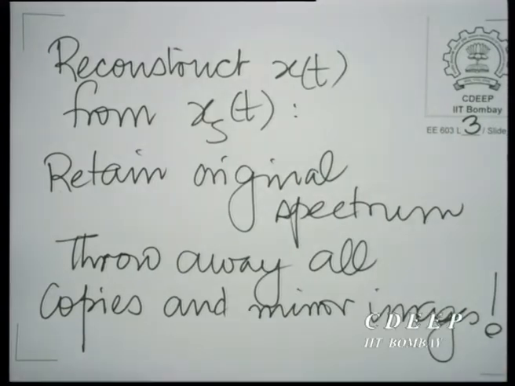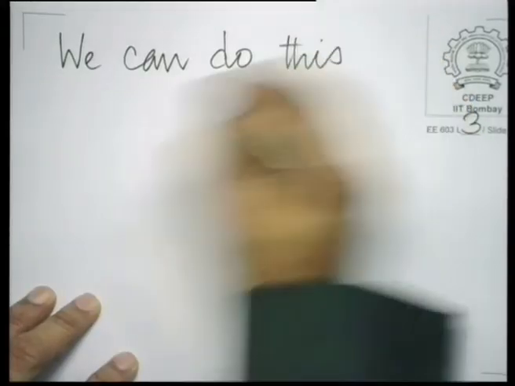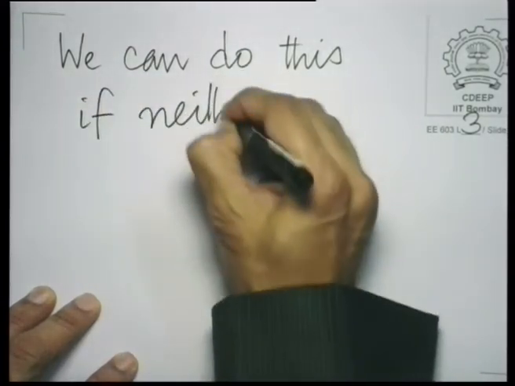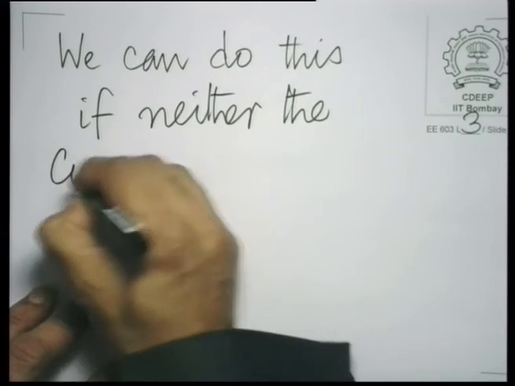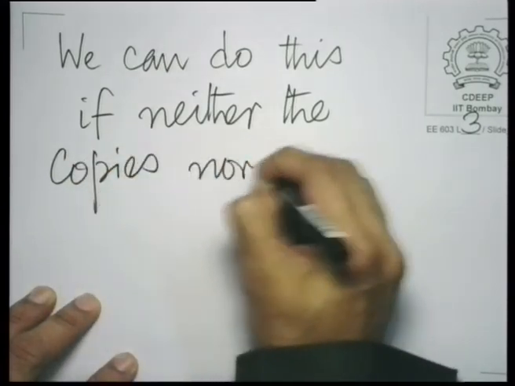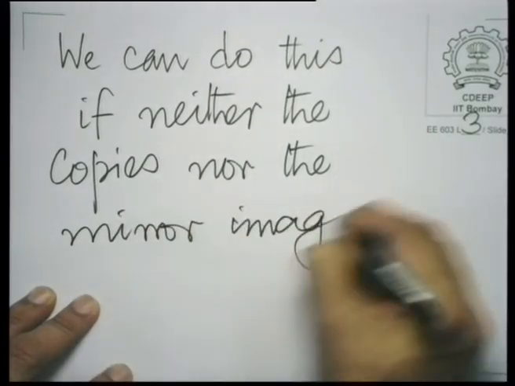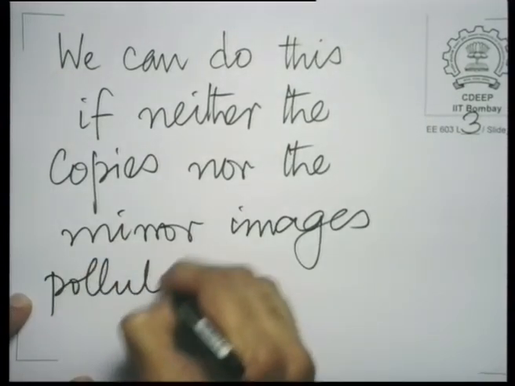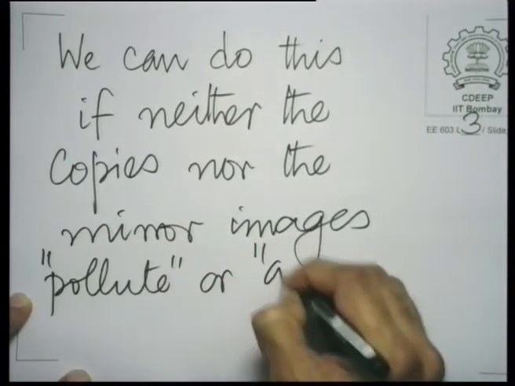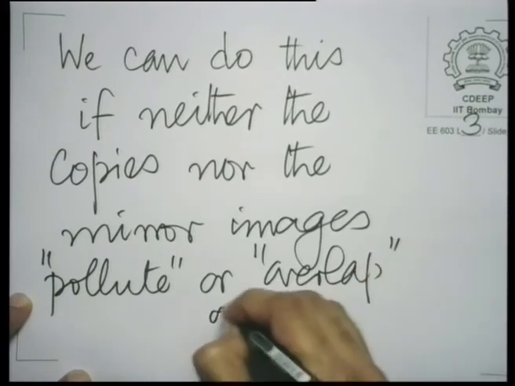Now, the answer is very simple. When can you do this? You can do it if the copies and the mirror images do not mix with the original spectrum. Let us write that down too. We can do this if neither the copies nor the mirror images pollute or overlap the original spectrum.